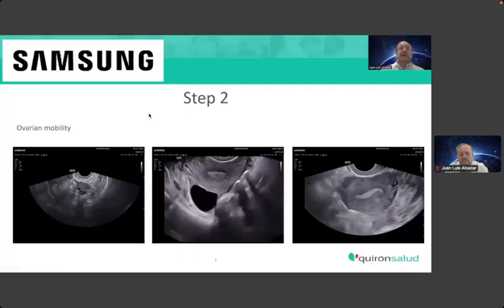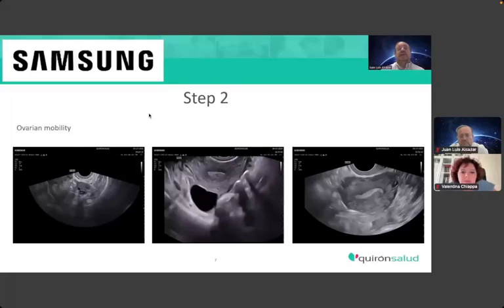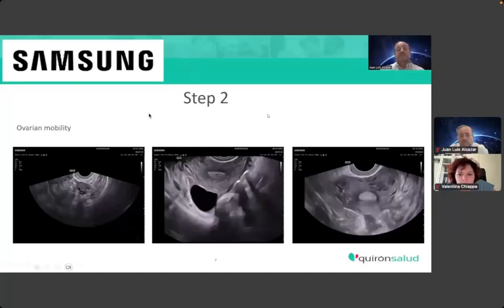Actually, site-specific tenderness is a clinical finding. When you move the probe into the vagina, pushing any part of the vaginal vault, you will see if you detect any painful point, this is suspicious of endometriosis.